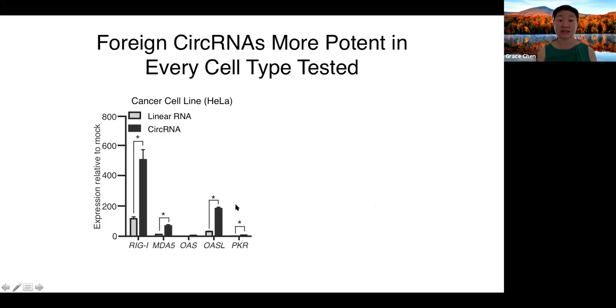Because we used HeLa cells for the RNA-seq experiment, we started there. And so here, we transfected in either linear RNA control or the circular RNA. And then we measured this panel of innate immune genes that represent a response to viral infection. And so we noticed that the cells that received the circular RNA transfection had much higher expression of these immune genes. So then we wanted to know if this was a generalizable phenomenon to other cell types.